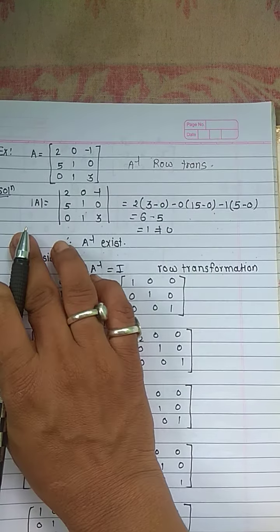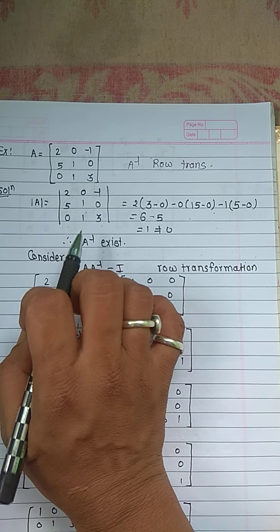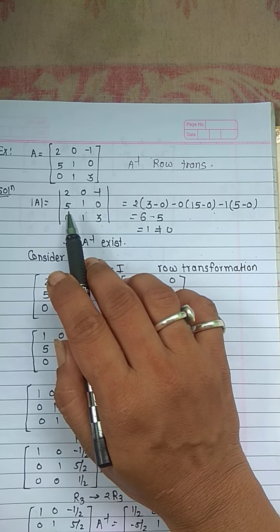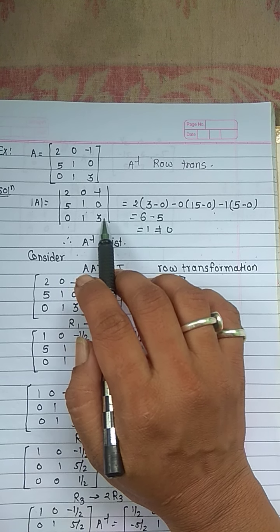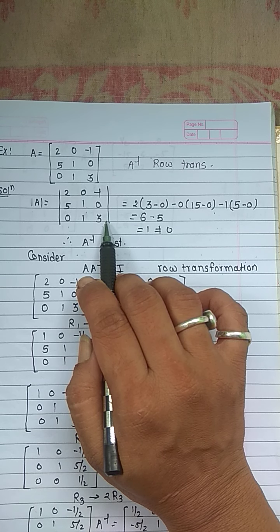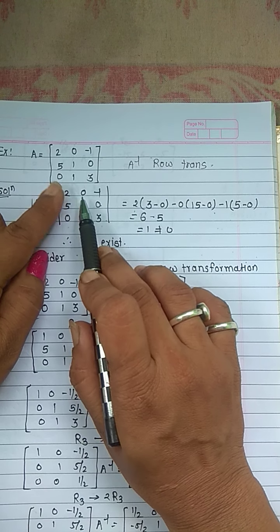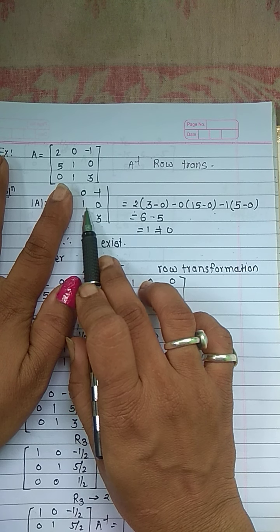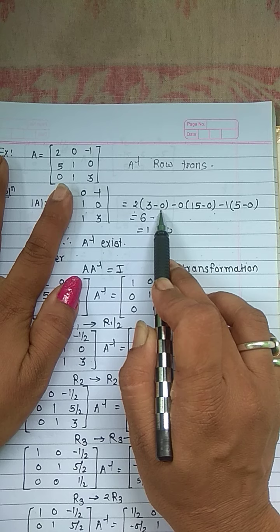Solution. First, find the value of the determinant of A. The determinant of A is written with two vertical lines. First row elements 2, 0, minus 1. Second row elements 5, 1, 0. Third row elements 0, 1, 3. And simplify this determinant of order 3 by the A11 position element 2 in bracket. Delete the first row and first column elements. Therefore, 1 into 3 is 3 minus 0 into 1 is 0.